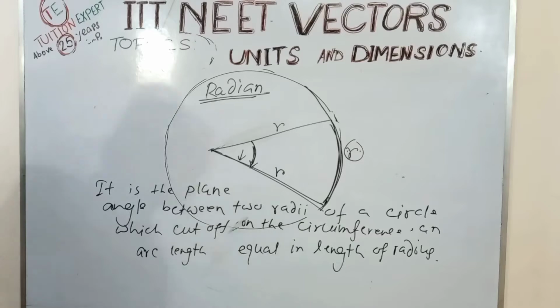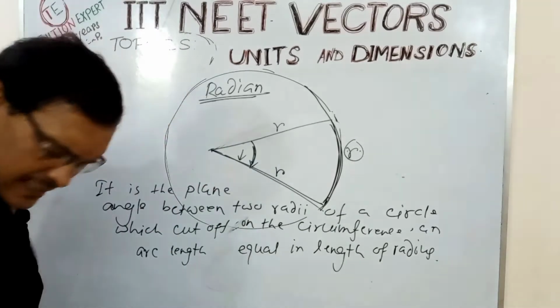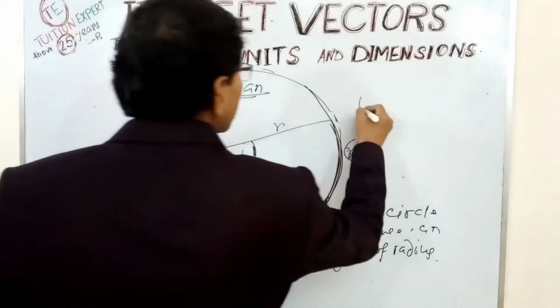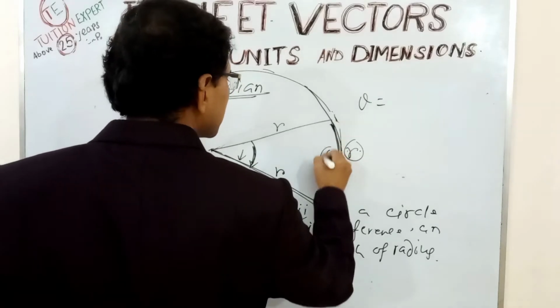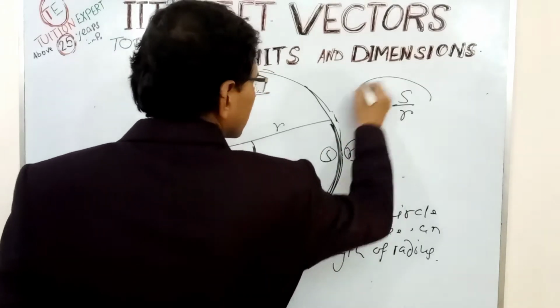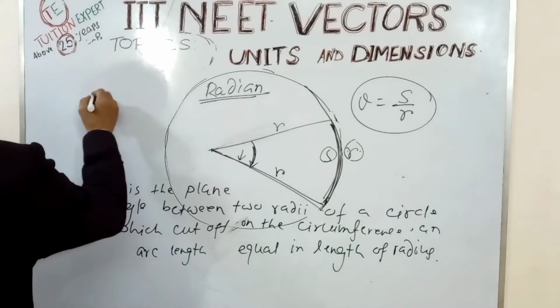Now what is this? It is the plane angle. Plane angle is denoted by theta equal to arc length by radius, s by r.